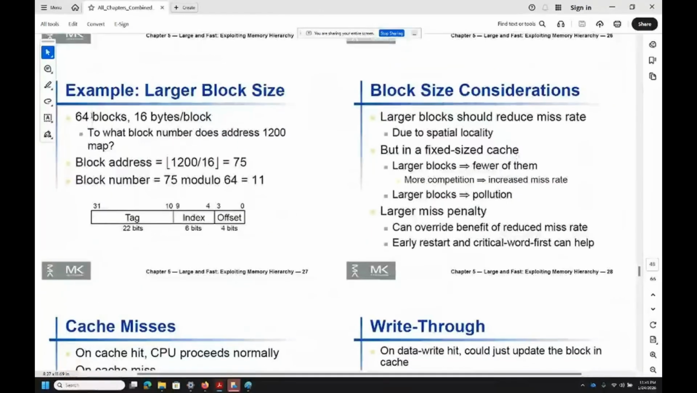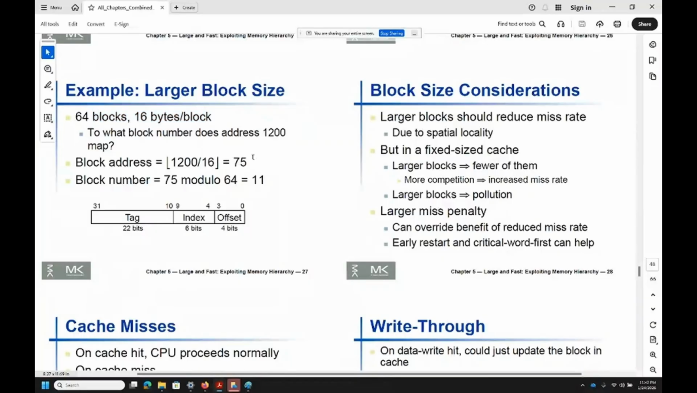Okay, so let's say you have 64 blocks and you have 16 bytes per block. So how much data can you first of all store in this cache? If you have 64 blocks and 16 bytes per block, you can store 64 into 16 bytes. It always helps to convert it into standard units. So you have 2 power 6 blocks and you have 2 power 4 bytes. So 2 power 4 into 2 power 6 is 2 power 10, which is 1 kilobyte.